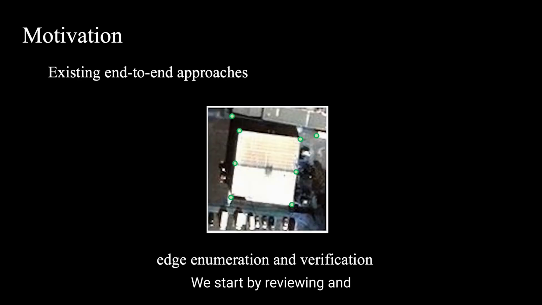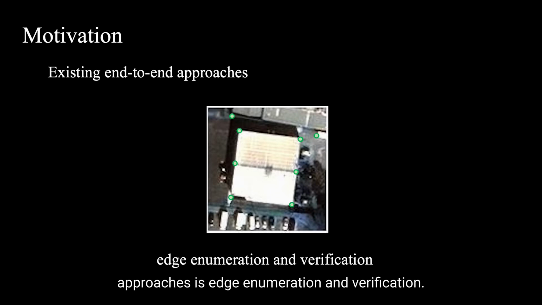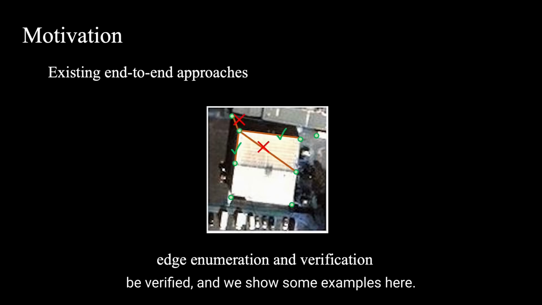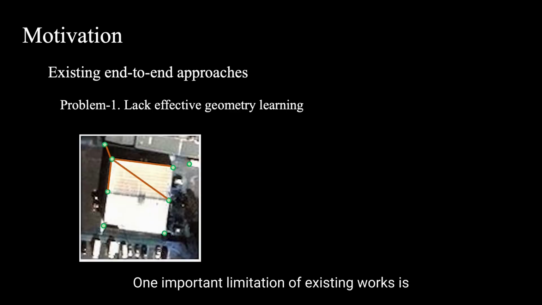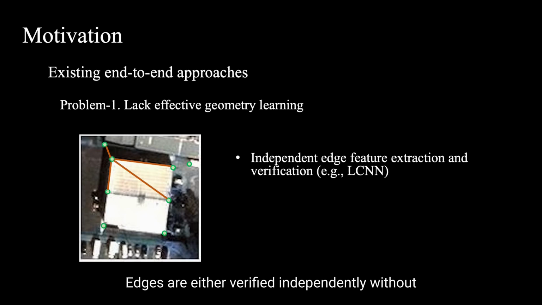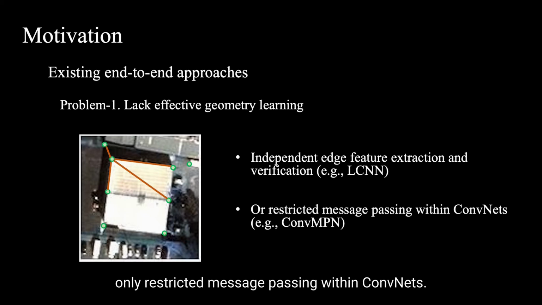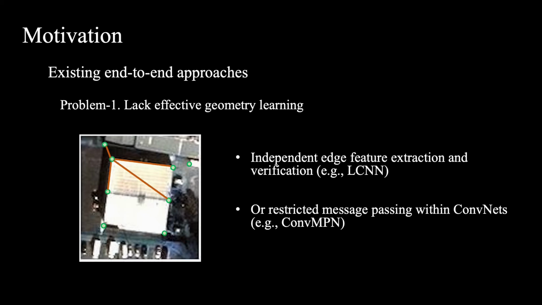We start by reviewing and analyzing existing end-to-end approaches. A standard pipeline applied by these approaches is edge enumeration and verification. Each pair of corners forms an edge candidate to be verified, and I will show some examples here. One important limitation of existing works is that they usually lack effective geometry learning. Edges are either verified independently without considering the relation, or there's only restricted message passing within convnets.